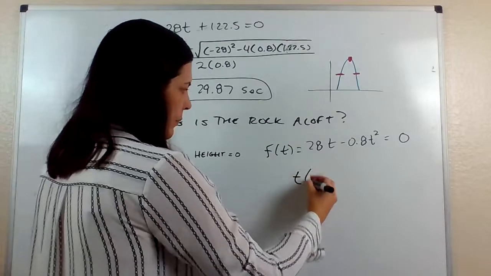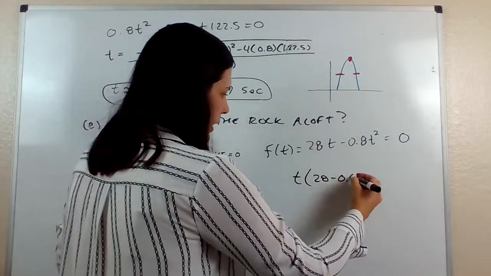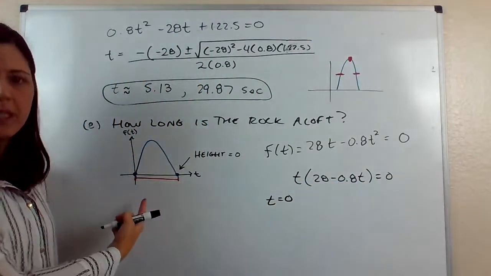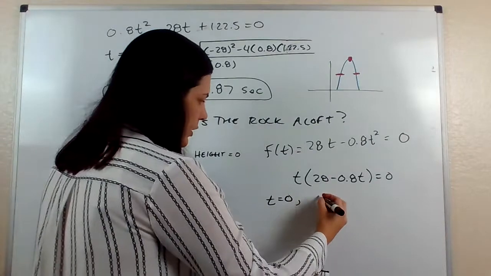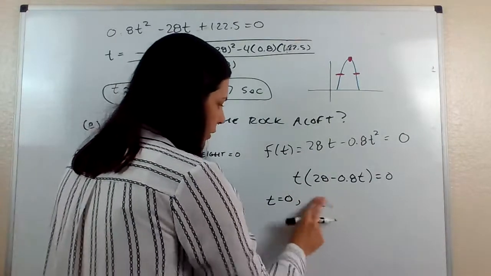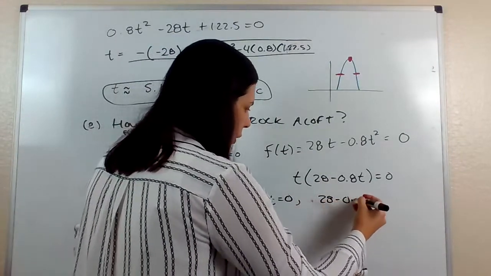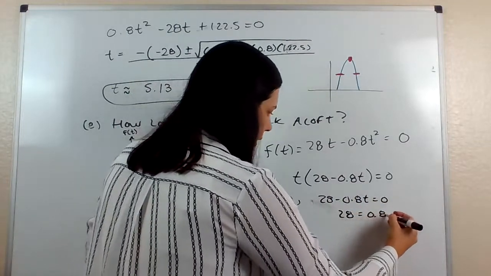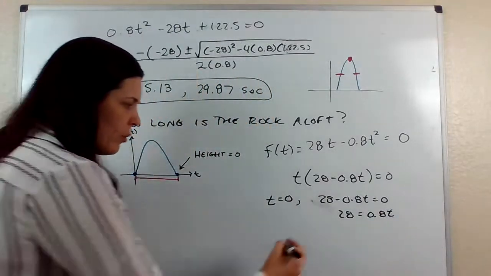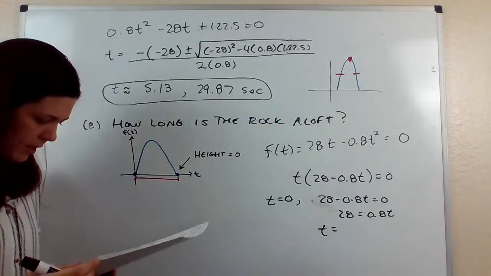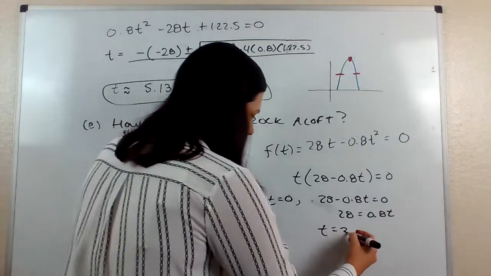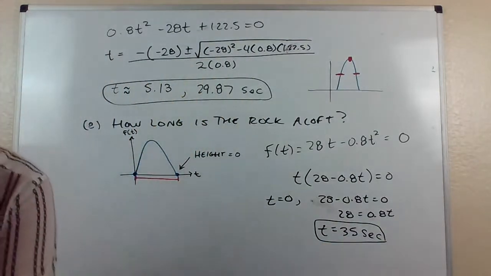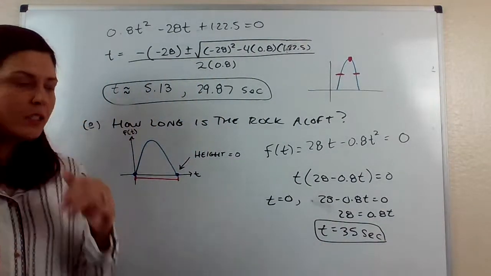If I factor out a t, I get t times 28 minus 0.8t. So of course, one of the answers is t is 0 because of the starting time. And then the other answer is the one we actually want. So we have 28 minus 0.8t equals 0. 28 equals 0.8t. If we divide by 0.8, we get that t is just about 35 seconds. And let's double check. Does this answer logically make sense with the rest of our answers?